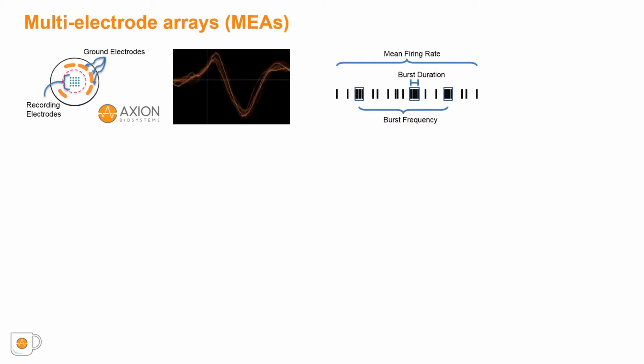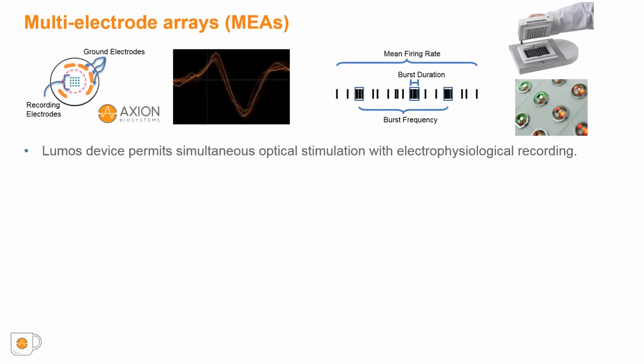In order to increase throughput, we utilize multielectrode arrays, or MEAs, where each well contains a 4x4 grid of electrodes that enable filtered spiking activity to be recorded from electrophysiologically active cells. Using the MEA, we can quantify parameters related to firing rate, bursting, and network activity. Additionally, using the Lumos device, we can perform simultaneous optical stimulation during live electrophysiological recordings.